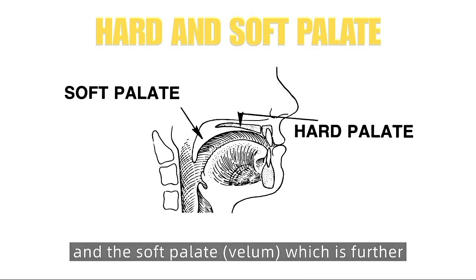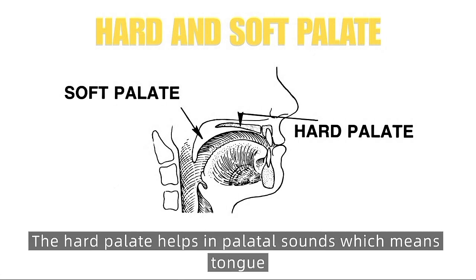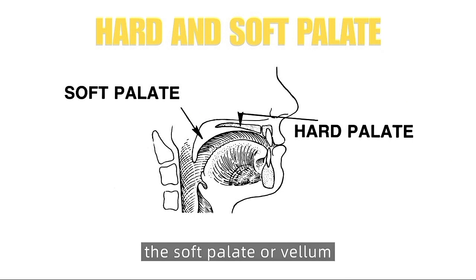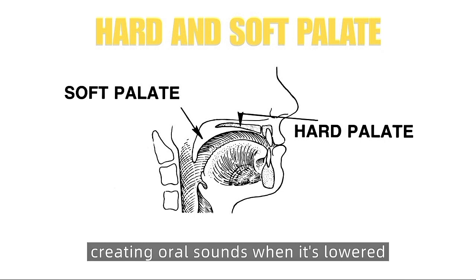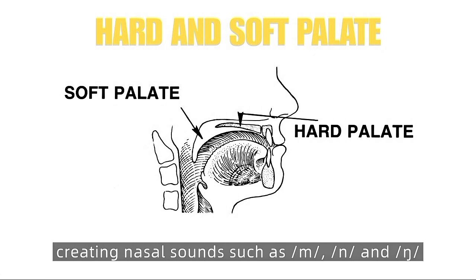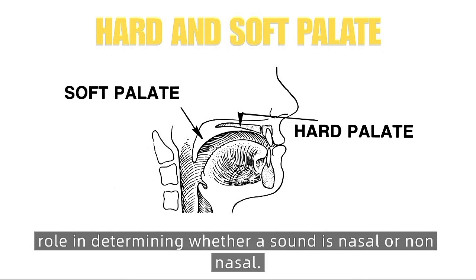The next one is the hard palate, or the bony roof of the mouth, and the soft palate, or velum, which is further back and more flexible. The hard palate helps in palatal sounds, which means the tongue against or near the hard palate itself, creating sounds such as y in yes. The soft palate or velum can raise or lower itself to open or close the passage to the nasal cavity. When it's raised, air escapes only through the mouth, creating oral sounds. When it's lowered, air can escape through the nose, creating nasal sounds, such as m, n, and ng. Thus, the velum plays a crucial role in determining whether a sound is nasal or non-nasal.